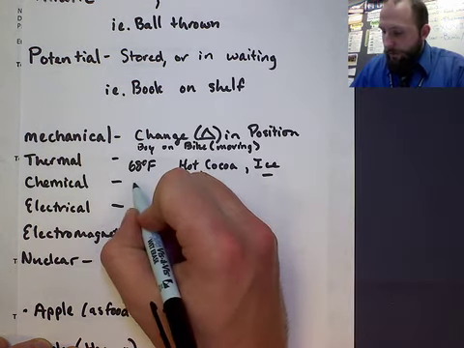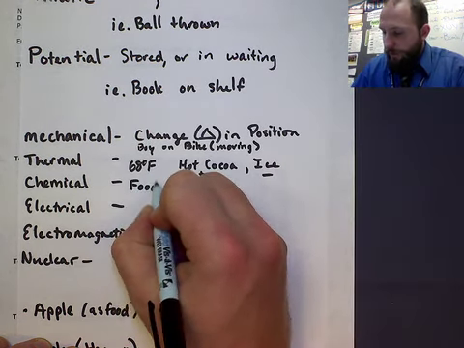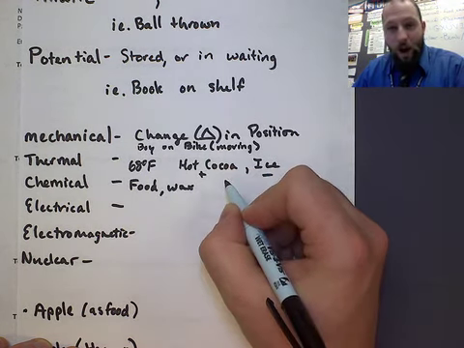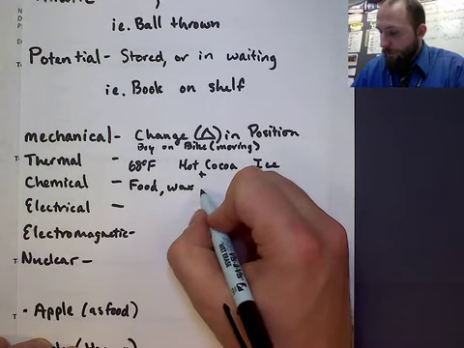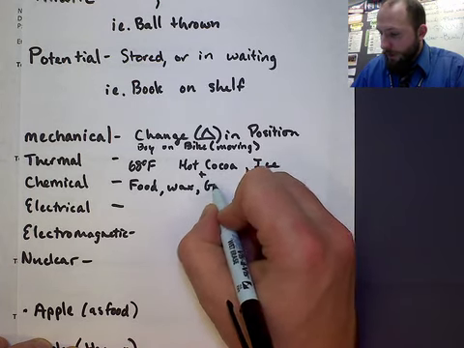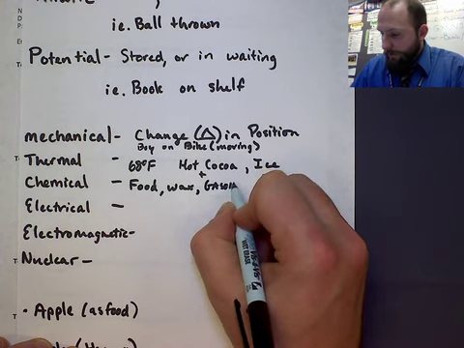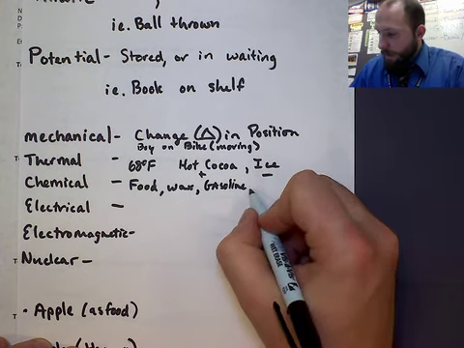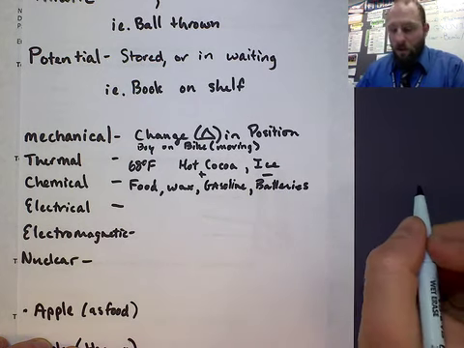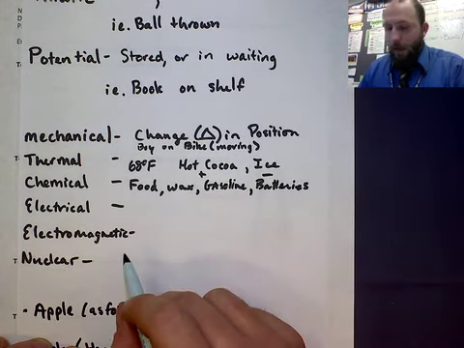Chemical. This is a nice easy one. Everyone loves this stuff. Food. Back in the day, people used wax to light their way. Wax is a form of fuel, a chemical fuel. This could be, let's go with gasoline. And also maybe some batteries, because batteries have chemicals within them that react to produce electricity.